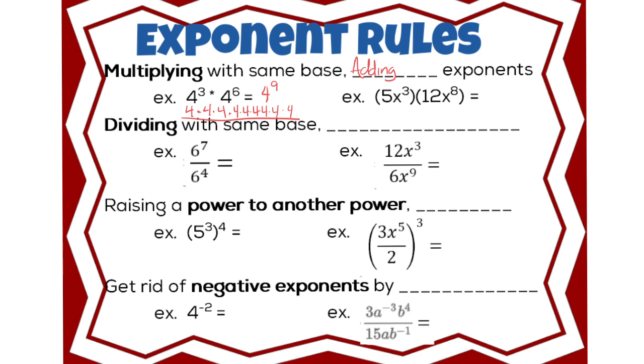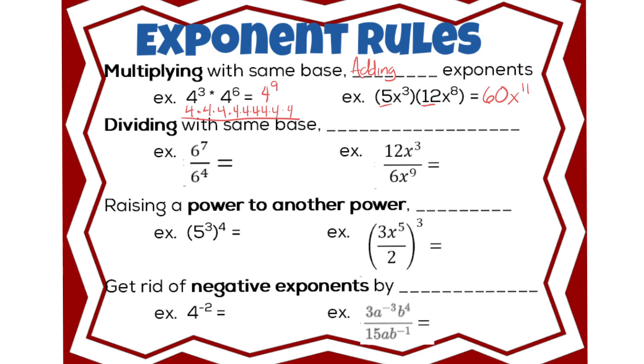So let's try the second one here. I've got a 5x to the third times a 12x to the 8th. So ultimately, you can start with your coefficients and you just multiply those. So 5 times 12 is just 60. But then you're also multiplying these two x values. You have an x to the third and an x to the 8th. That gets you an x to the 11th power.